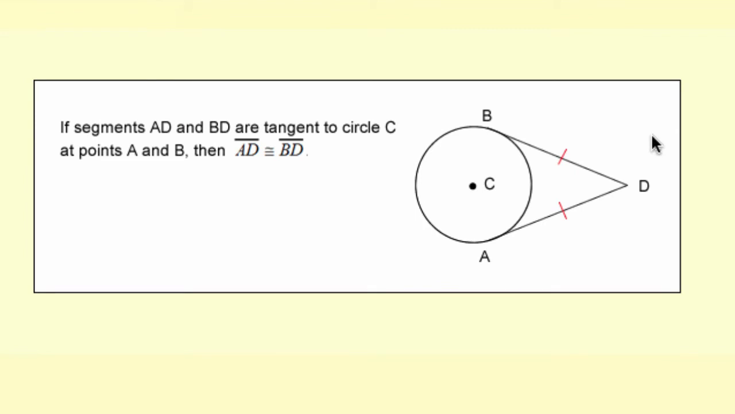Then you have the tangent secant theorem, that if you have a point not on the circle and there are two tangent lines to the circle, then those tangent lines are congruent to each other. So if A and B are both points of tangency, then segment AD is congruent to segment BD.